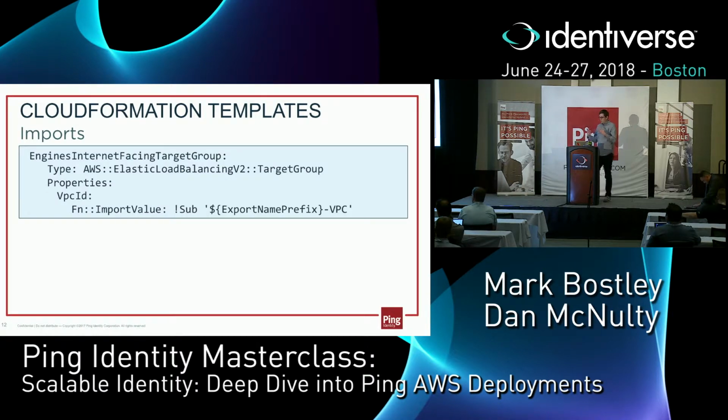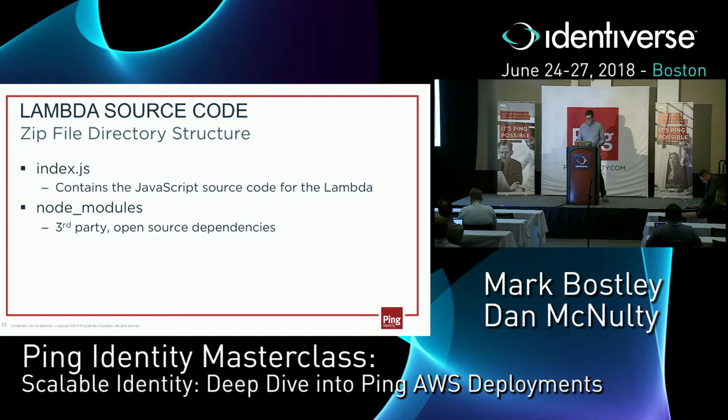So when you define an export, you're going to want to use that in another template. And the way you're going to do that is with an import. It's going to follow a similar pattern in terms of defining the export, but you're going to use this import value statement here on this last line, and it's going to use the export name prefix as a parameter to link back to the ID that was defined by an export. So that's a crash course in CloudFormation.